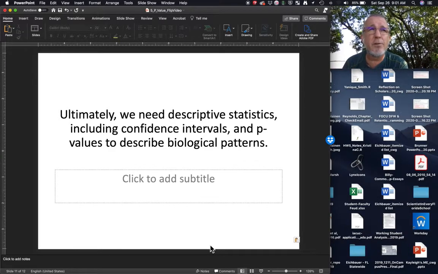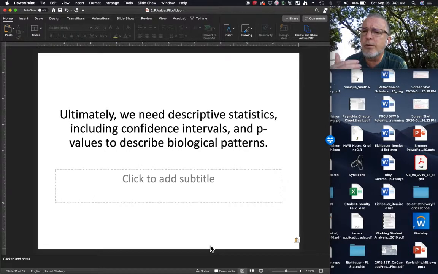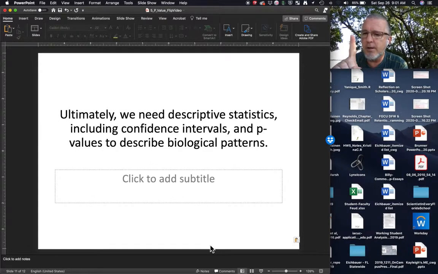Both of those are biological interests. It is biologically interesting when we do not have a factor that influences, and it is biologically interesting when we do have a factor that influences. It depends on the question. The p-value is step one. It is never the final step.